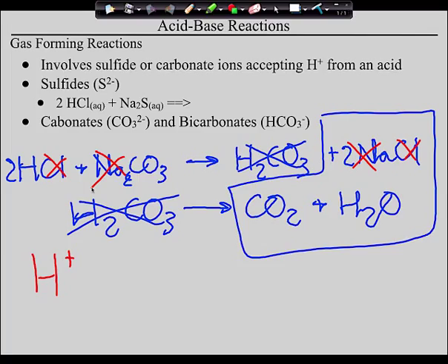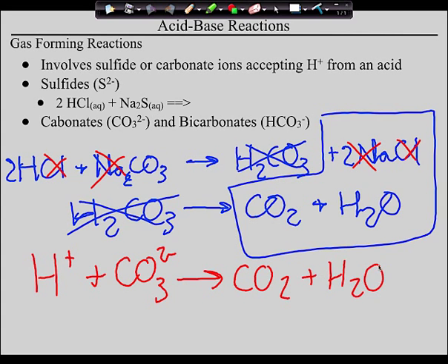So guys, sodium ion does not do any chemistry. What about the carbonate? Does carbonate do chemistry? It starts out dissolved in water. It doesn't end up there. And so it does chemistry. And then what's left over? Carbon dioxide and water. So this is the net ionic equation for any time you add an acid to a carbonate.